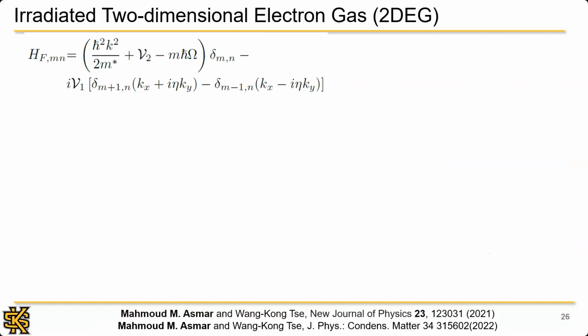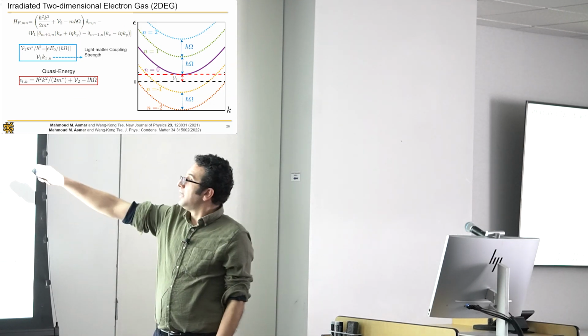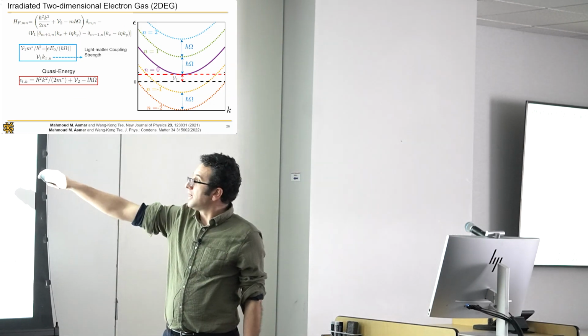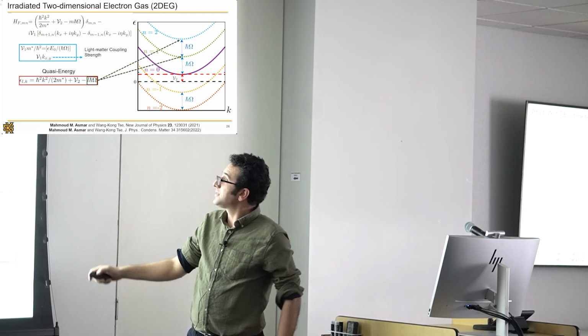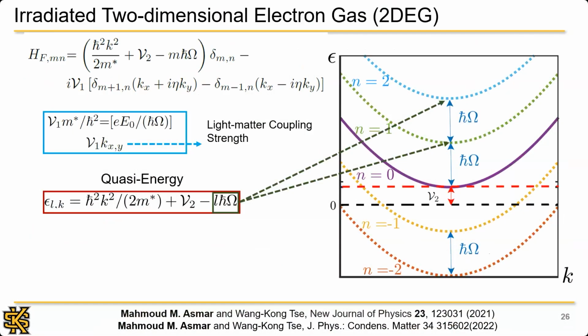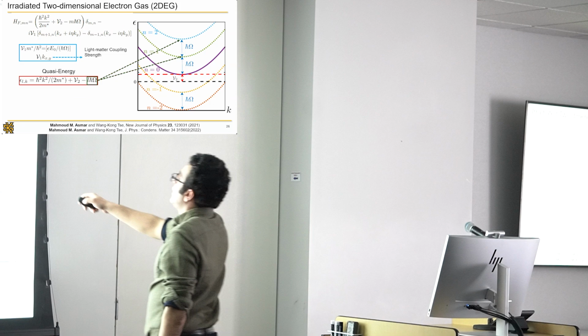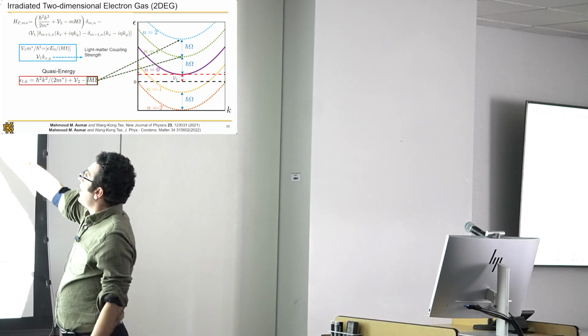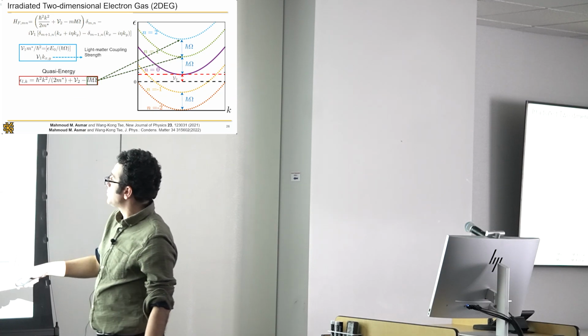Okay? So for example, let's see what happens in the two-dimensional electron gas. As soon as we irradiate the two-dimensional electron gas, we have the formation of the different Floquet bands. There are certain features in this Floquet band. So this N0 was the equilibrium-like band, the original band that existed, but now as an average in time, there will be the quasi-energy, meaning the time average energy. So the time average energy will lead to the appearance of new bands, and these bands are separated by h-bar omega.